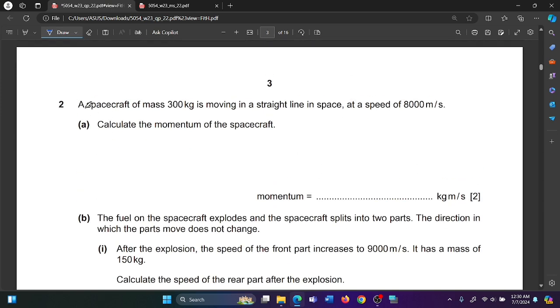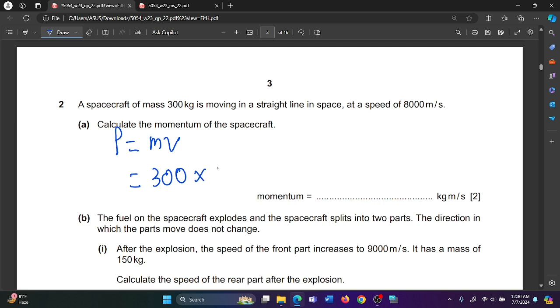In question 2, it says that a spacecraft of mass 300 kg is moving in a straight line in space at a speed of 8,000 meters per second. Calculate the momentum of the spacecraft. A very easy question. We know the formula of momentum: P is the symbol of momentum, and P is equal to mv. So we just multiply the mass and the velocity.